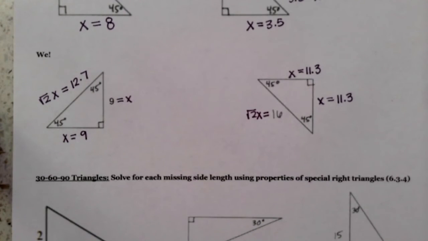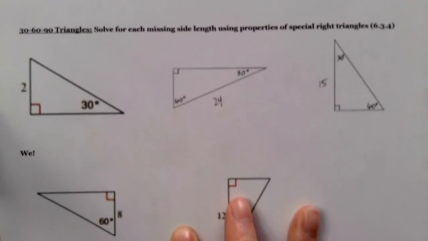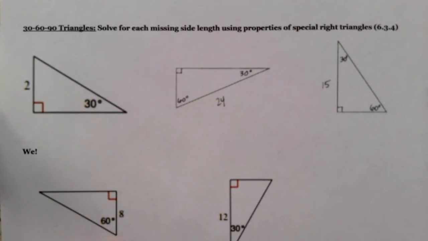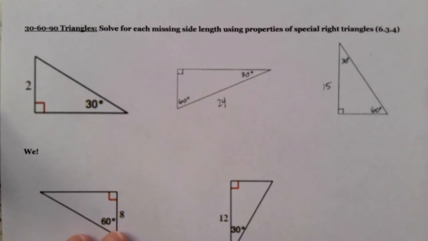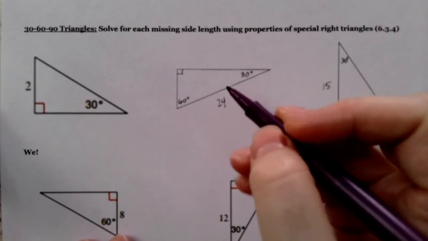So now let's do a couple with the 30, 60, 90. If you need to draw these on your paper, you can pause it and draw them, or you can draw them as we go. But again, our first step is going to be to label every side and make sure you put equals if it's a side they give you.